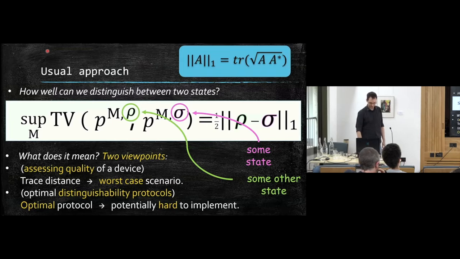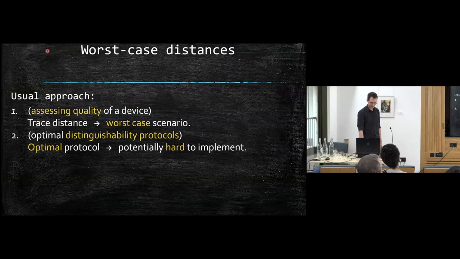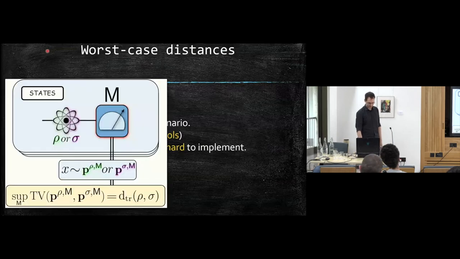So one thing one can notice is that, in general, if you have some optimization, those protocols might be potentially hard to implement. So this is the usual approach, meaning this is one way to think about those, let's say, popular distance measures. Yes, so this is the one for states that I talked about.